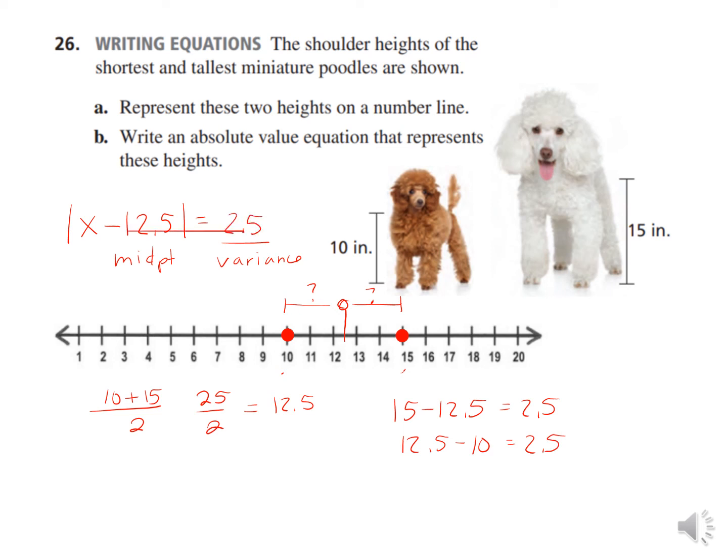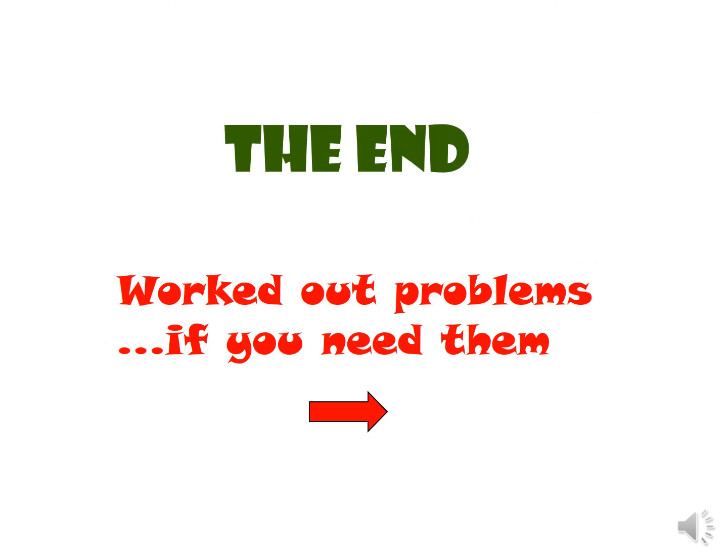Obviously with dogs, it's not going to be exact. It's not like manufacturing that has to be exact. You might get a big teacup poodle and you might get a small miniature poodle. I know they all have fancy names. So that's how you create the equation with numbers. Okay, now I'm going to go over the worked out problems if you need them.